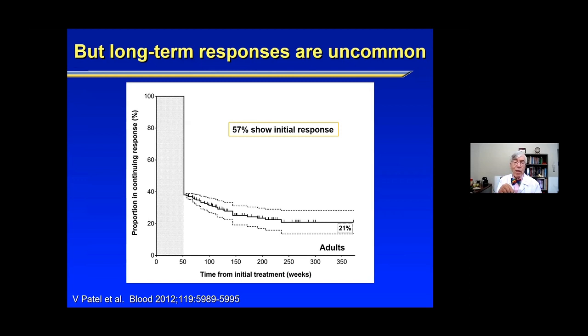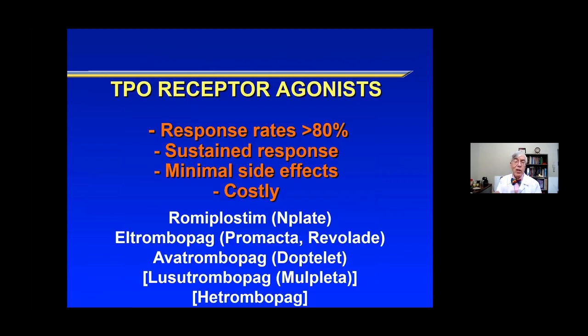And the major therapy, I think, for ITP patients is using thrombopoietin receptor agonists. These have response rates well over 80 to 90%. The responses are maintained as you give the medication. They have very minimal side effects. The real problem is they're not cheap. These are very expensive medications, unfortunately. And the 3 that are available for ITP are romiplostim, eltrombopag, and avatrombopag. Their brand names you may know as Nplate, Revolade, and Doptelet.